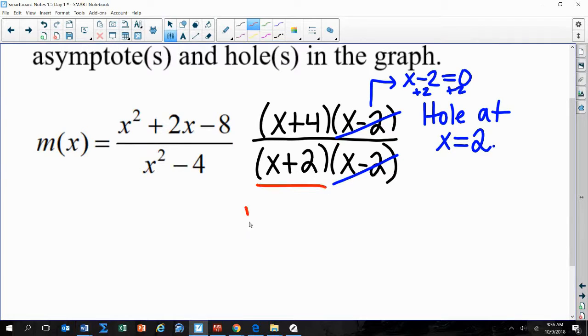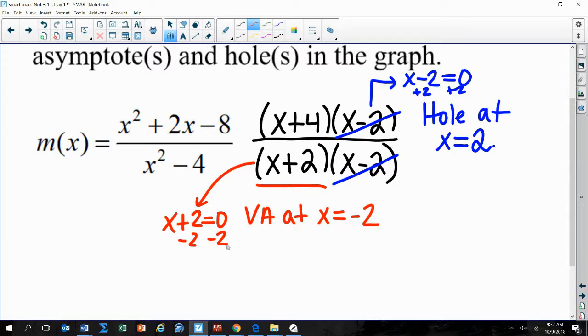Excellent. Yeah, vertical asymptote at x equals -2. And that's because that is the factor that's left in the denominator that doesn't cancel. We just have to figure out what makes that factor equal 0. Please do not put +2. Okay? You've got to look at this factor and figure out what x value makes it equal 0. If you've got to write out all of those steps and actually solve for x, do it. Okay? Just don't make that mistake.